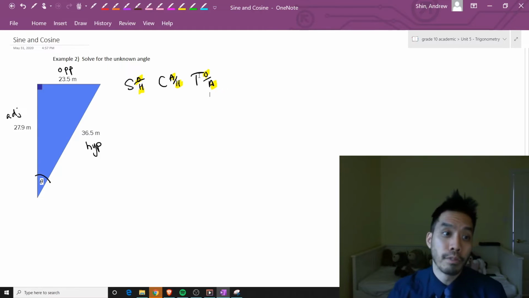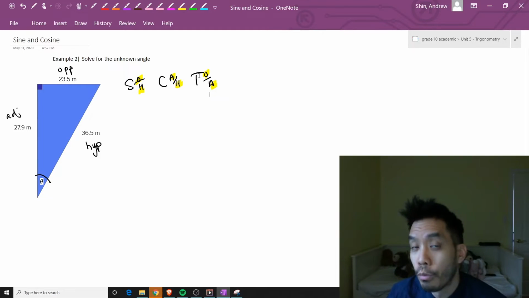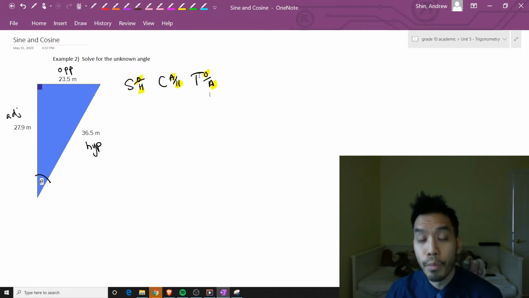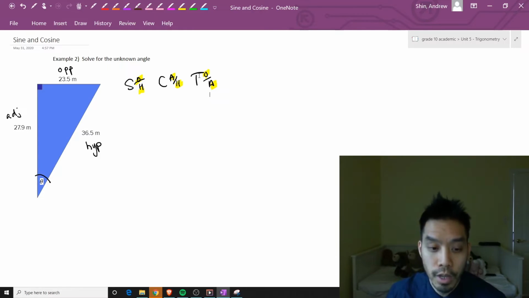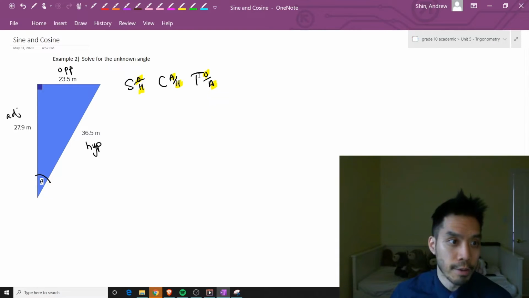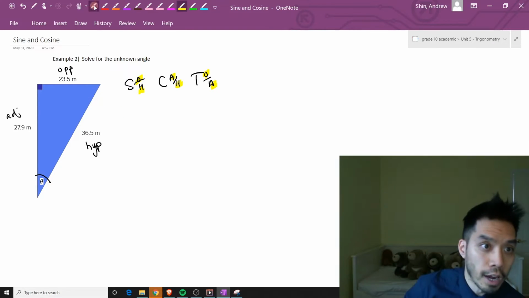In this example, I'm going to do a couple of examples. I'm going to do two of them, show you that both of them are going to give the same result, and I want you to try on your own the third one, which should give you the same answer. Okay? Technically, these are all valid ways of getting the same answer. So let's try sine first.